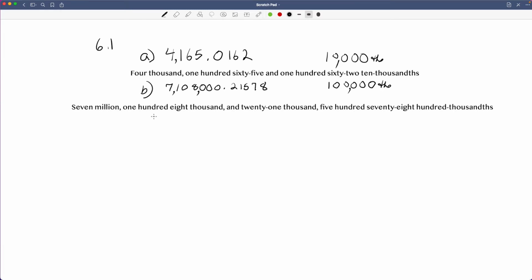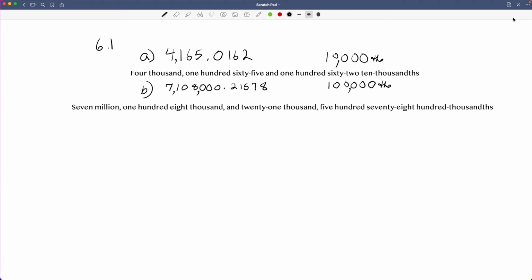All right? Same thing in the decimal. If you have that imaginary comma right there to group these by 3, then you put that comma when you write it out. 21,000, comma, 578 100,000ths. All right, so let's see, do we have one more?